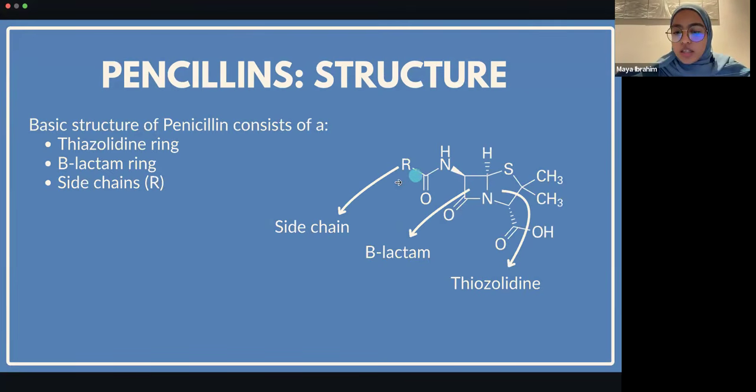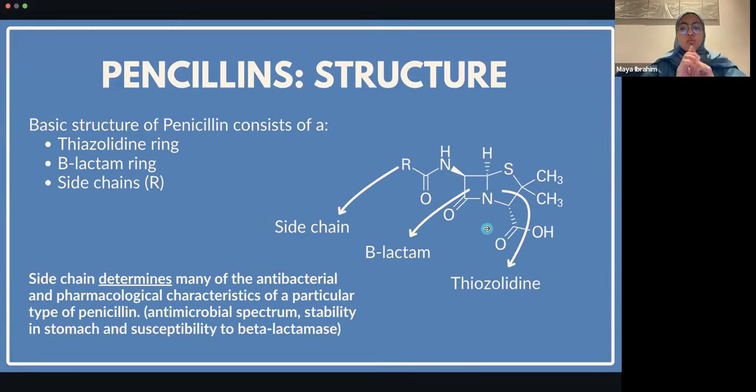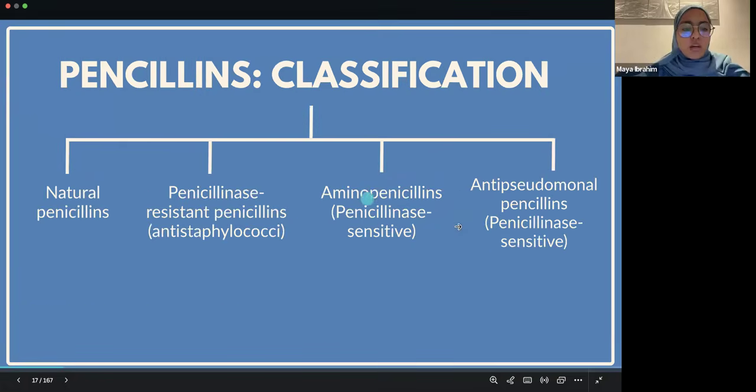We have the side chain, we have the beta-lactam ring, and we have the thiazolidine ring, right? The side chain is what determines the antibacterial and the pharmacological characteristics of a penicillin. So let's say if they have a long side chain, that may make it have a broader spectrum than another antibiotic. So essentially, all beta-lactam drugs work the same because they all have the same mechanism of action. What changes is this side chain. Are we good? Good. Okay.